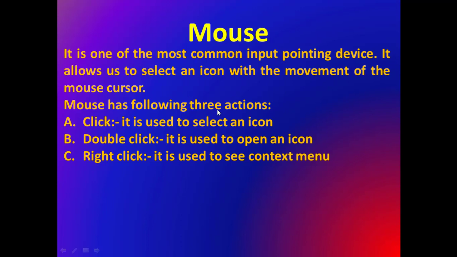Mouse has following three actions: click, it is used to select an icon; double click, it is used to open an icon; right click, it is used to see context menu. Student, these are the major three functions of your mouse. When you click on any object on the screen, that object will be selected. When you double click on any object, that object will be opened. And when you right click on any object, that will just show a context menu.